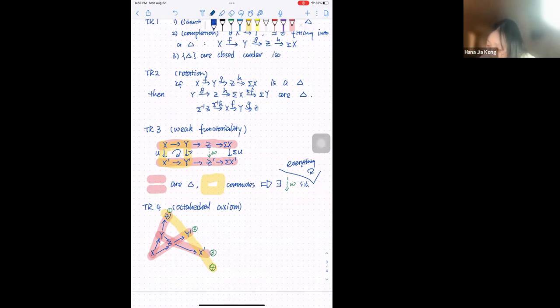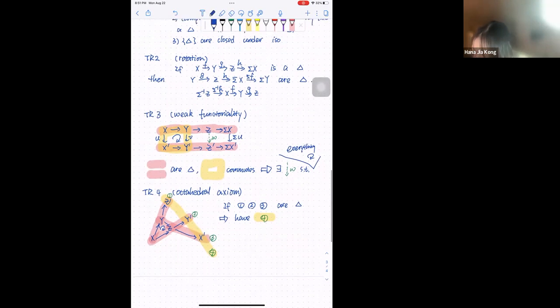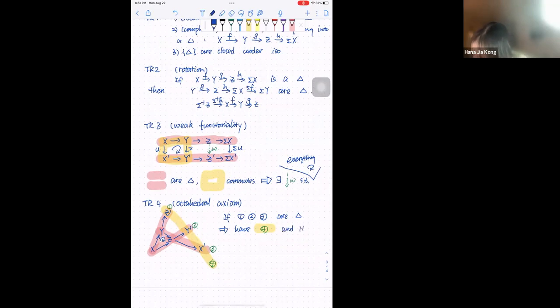So the axiom says that if 1, 2, 3 are triangles, and also everything in this diagram commutes, then we have, add this here, then we have this 4 being a triangle, and everything commutes.